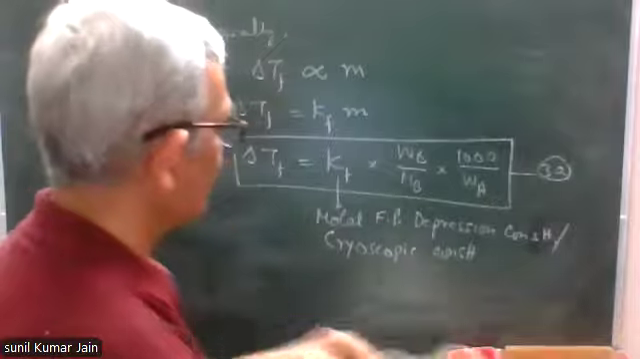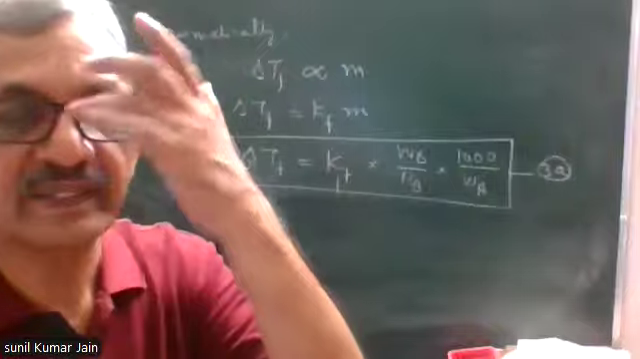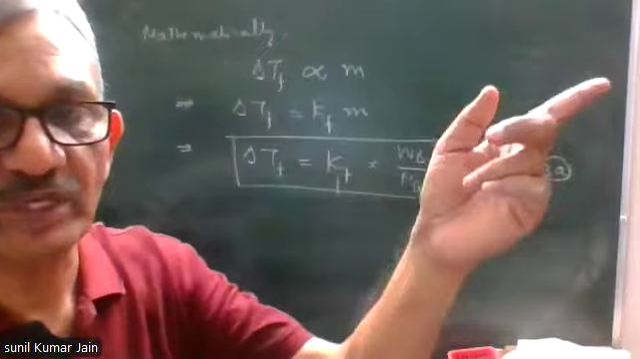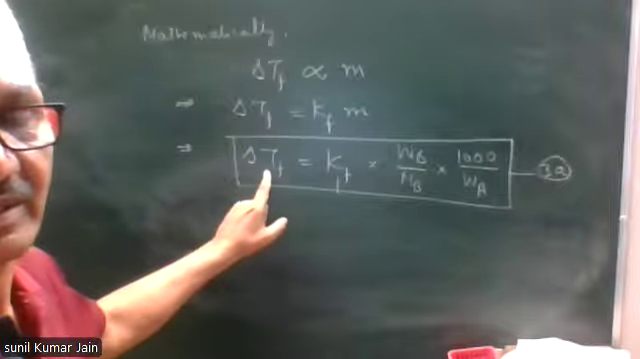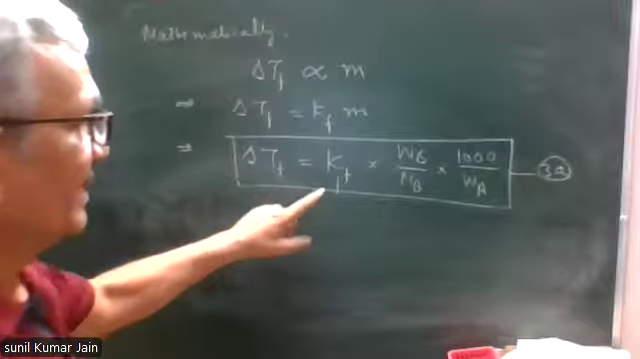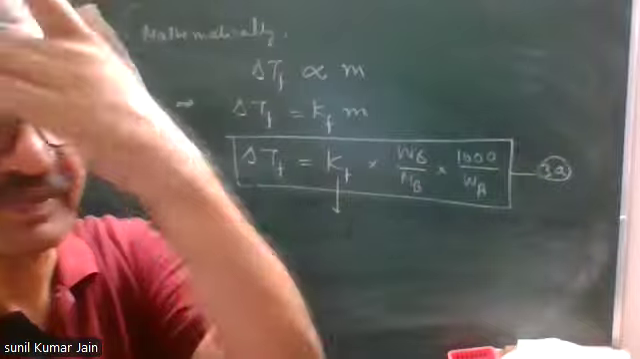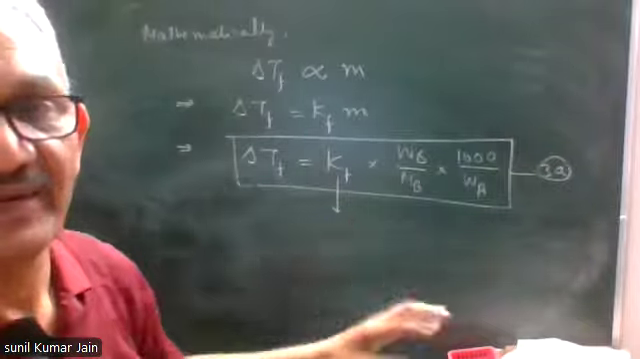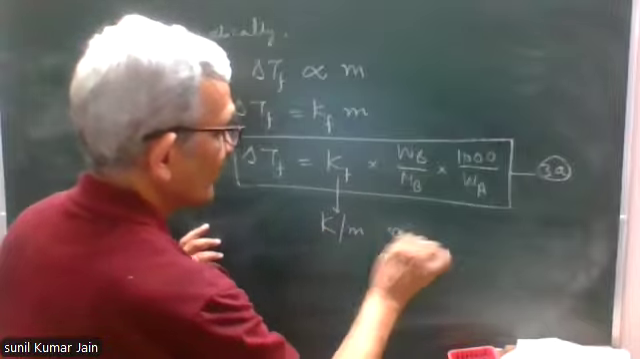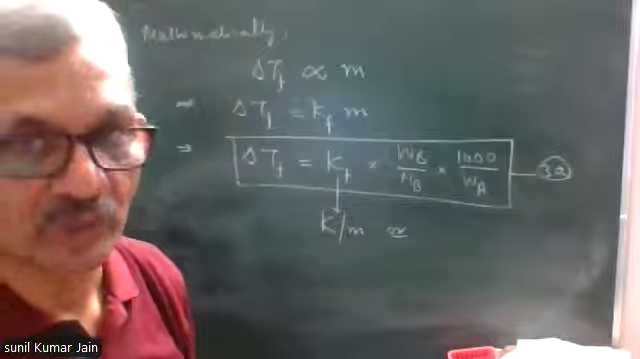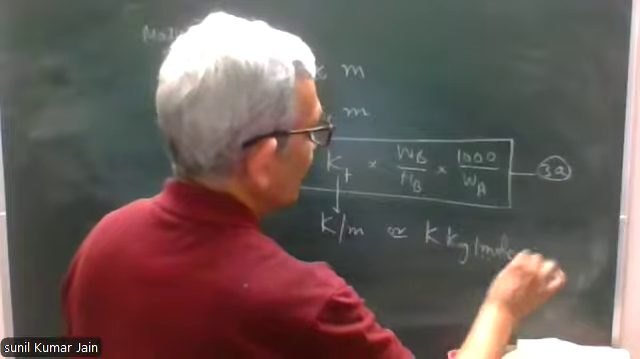Its units are, I think earlier in elevation in boiling point, I probably made a mistake. I wrote the units for this, but those units were for Kb. Please make the correction. So units for Kf are again the same. Units of Kf: K by m, Kelvin per molal or Kelvin kg per mole.